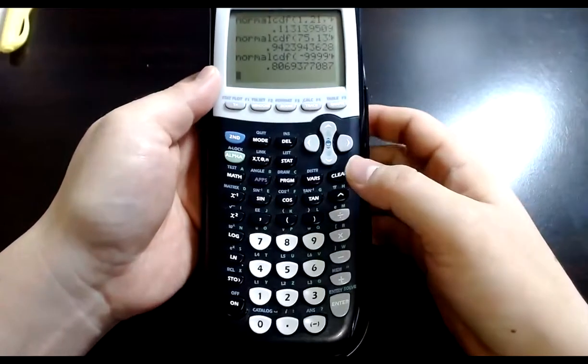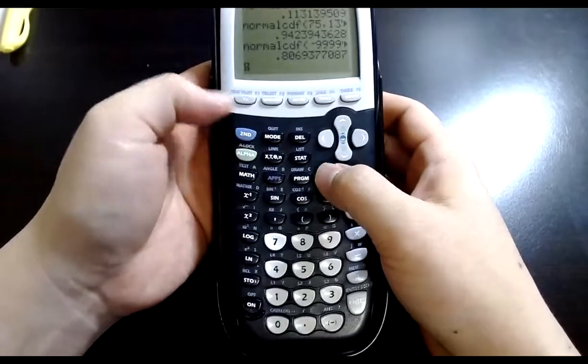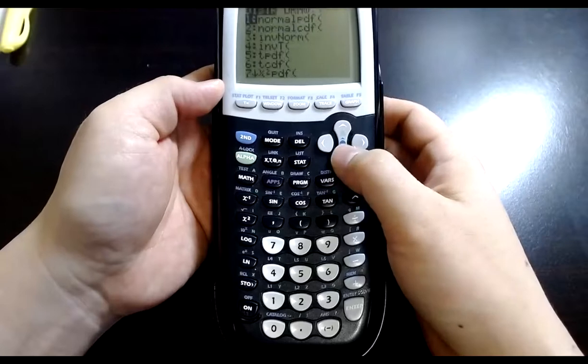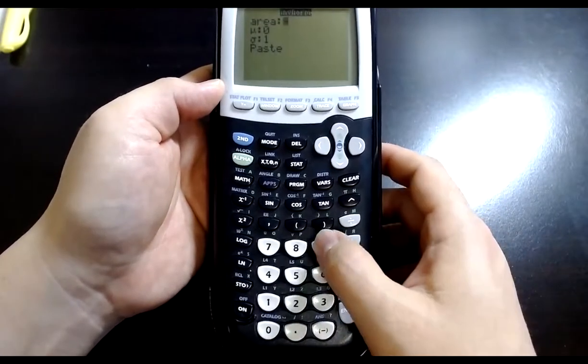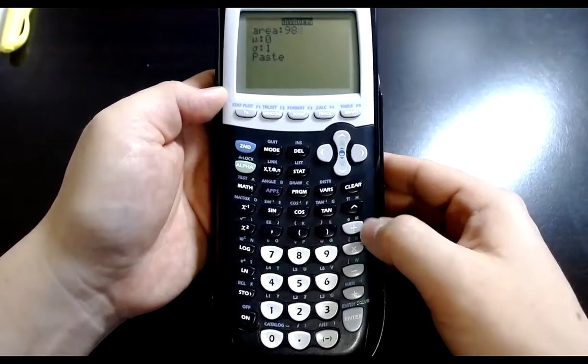All right, in the calculator, we use inverse norm: press second, then the variables key. We see inverse norm, number 3. The area is 0.98.